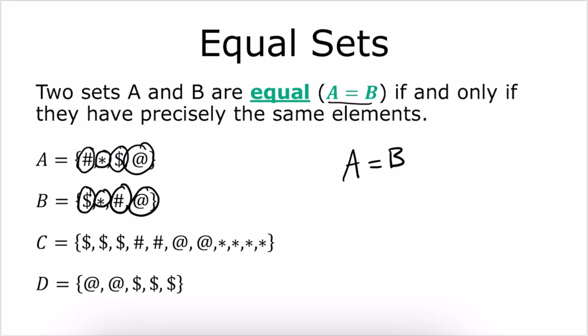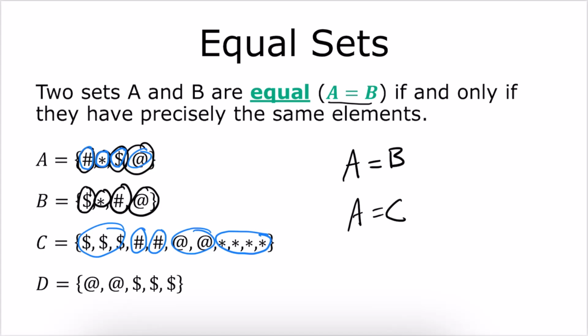We can also say that A equals C, because if we look at A, A has a hashtag sign, and so does C. C happens to have it listed twice, but it's still the same element, so they do have precisely the same elements. A has an asterisk, and so does C, and it has 4 asterisks, but it's still the same element. We could keep going and say they both have $ signs and they both have an @ symbol. And so that makes A equals C.